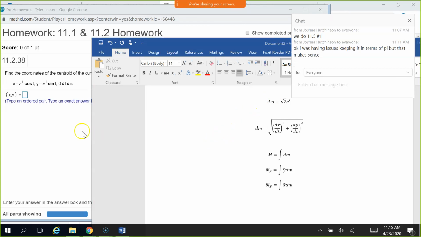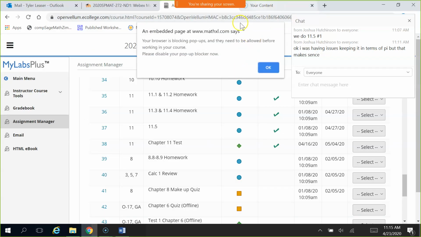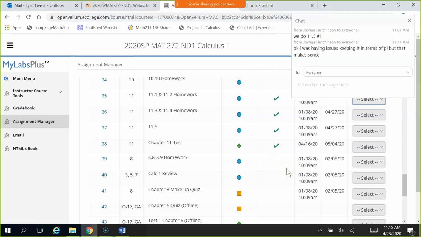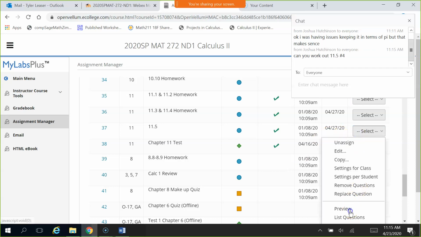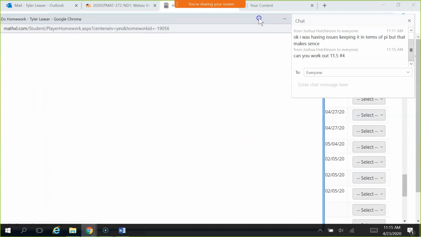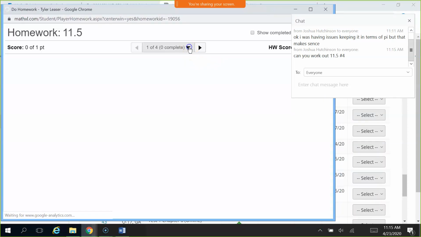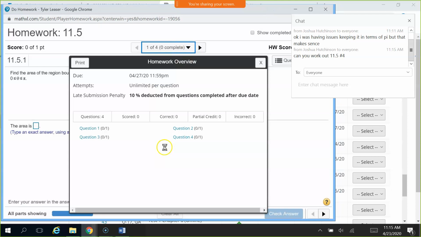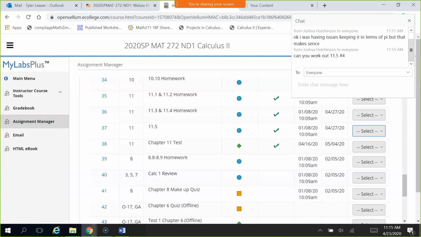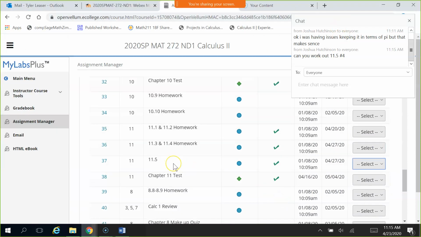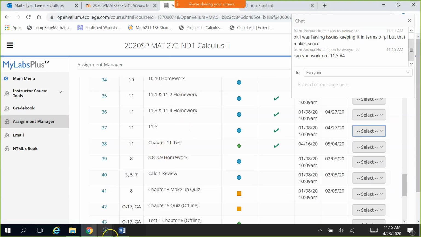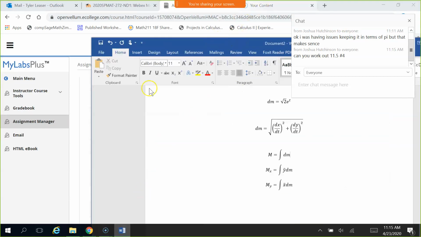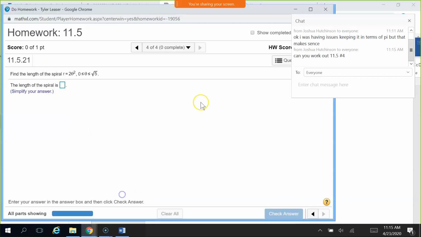Any other homework question stuff you guys want to look at? Number 4. Sure can. I think I'm missing a homework here. I think there's supposed to be an 11.7 up there. I'll have to check my stuff.